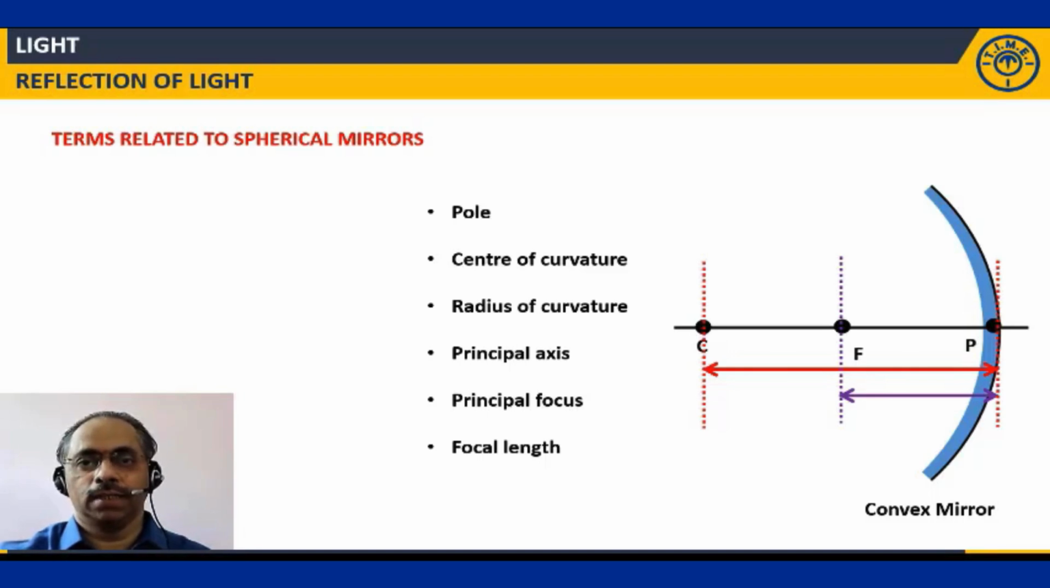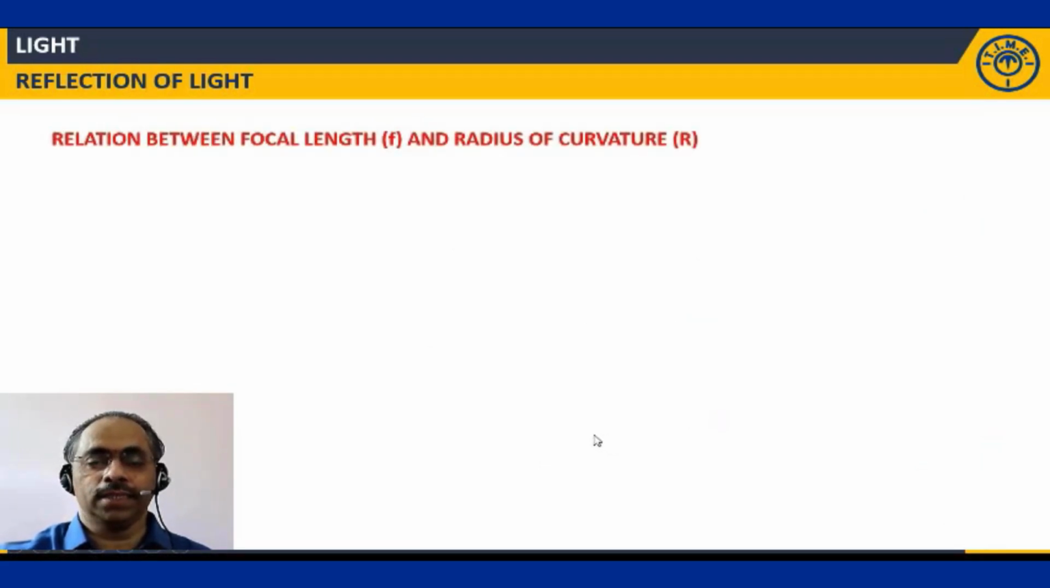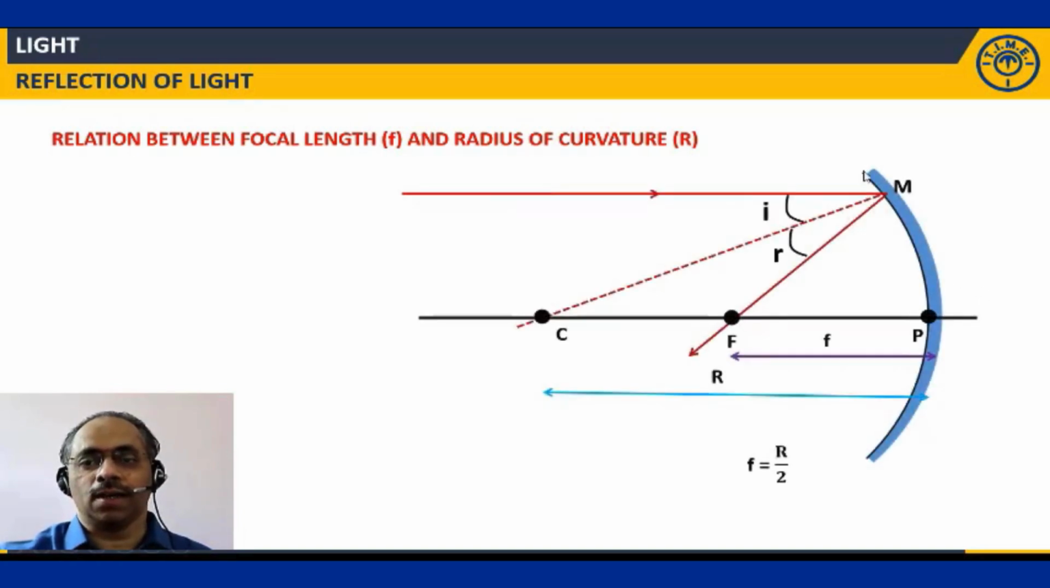Understanding the terms here, I said there are two distances, that is radius of curvature and focal length. We'll now try to find out the relation between the two, the focal length and the radius of curvature. I am considering a concave mirror for that.